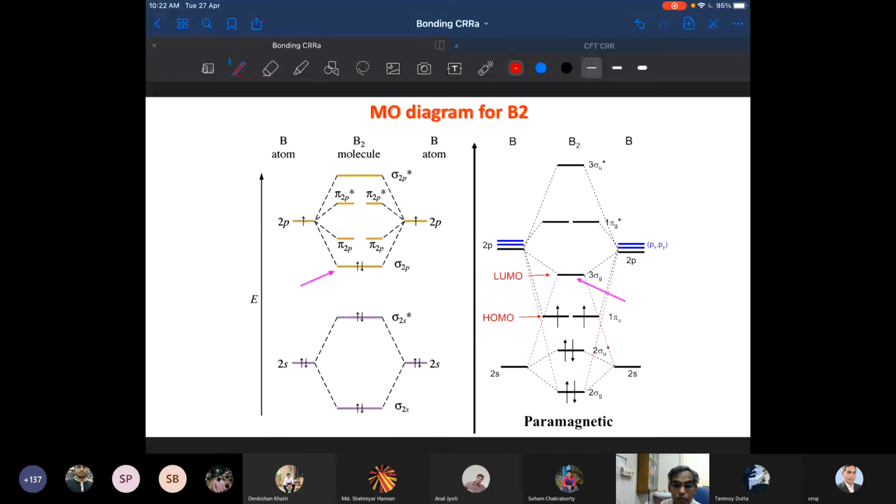Now look here. What I have shown here is the boron, the B2 molecule. According to the configuration without mixing, it is supposed to be diamagnetic. But now you see what I have here: sigma bonding, sigma antibonding. Because of the mixing, the pi MOs come down and the sigma MO goes up. As a result, you have two unpaired electrons, so this is paramagnetic. I hope you got it.